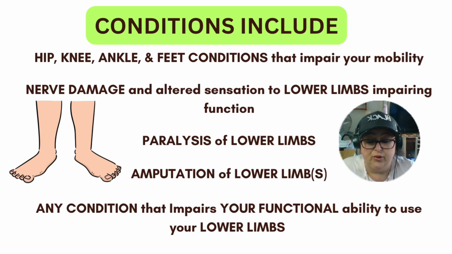Conditions affecting your lower limbs and your impairments are listed below, but not limited to any hip, knee, ankle, or feet conditions that may impair your mobility, any nerve damage or sensation that alters the function of your lower limbs, any paralysis to your lower limbs, any amputation of your lower limb or limbs, or any condition that actually impairs the functional ability for you to use your lower limbs.